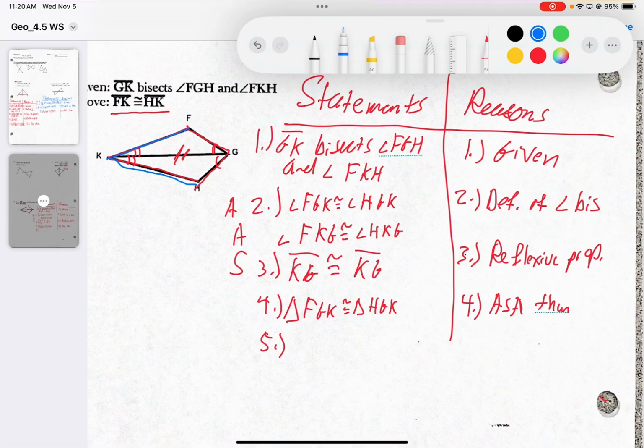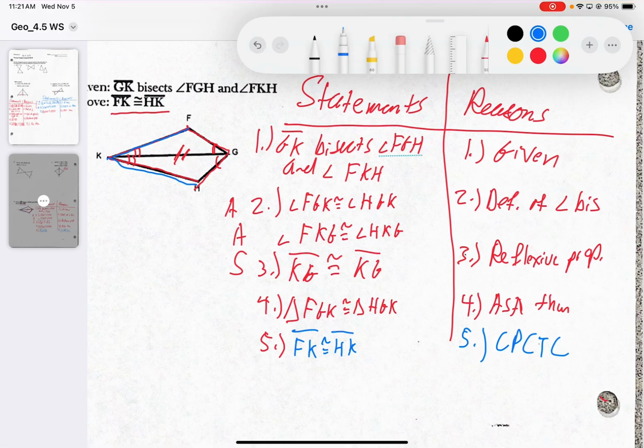So then I would just go ahead and say that. Just adds one extra step. FK is congruent to HK. That's what I wanted to prove. What is my reason? CPCTC. Corresponding parts of congruent triangles are congruent. Okay? That's kind of where we left off yesterday.